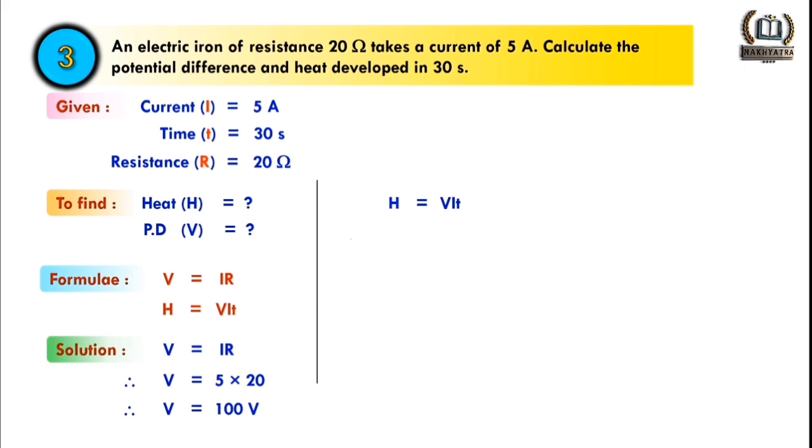Okay, now we have to find out the heat. So we already got the V value, that is 100. Current is already given, it is 5 ampere, and time is given 30 second. Now do the multiplication, so we will get 15,000. Okay, so heat is 1.5 into 10 to the power 4 joule.